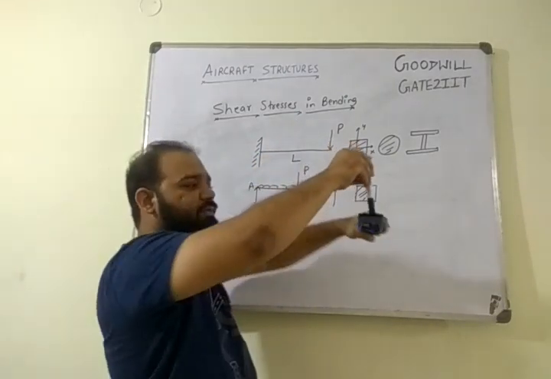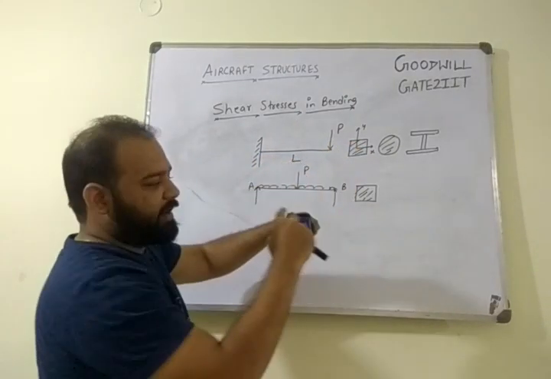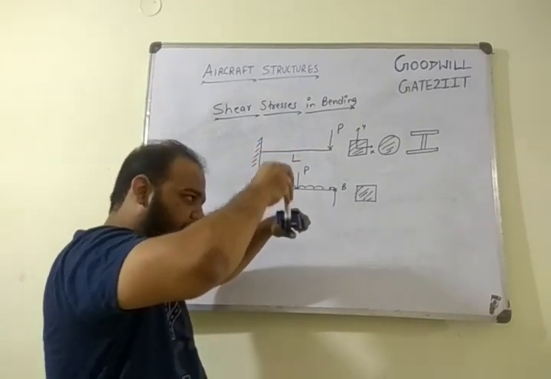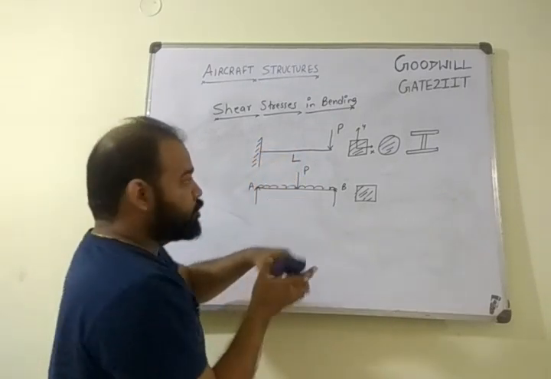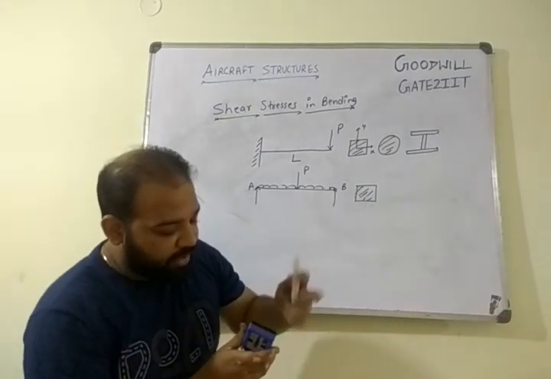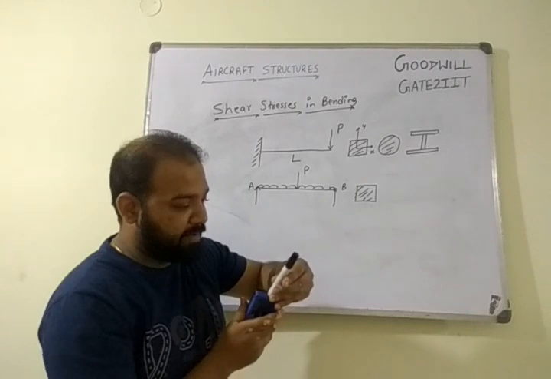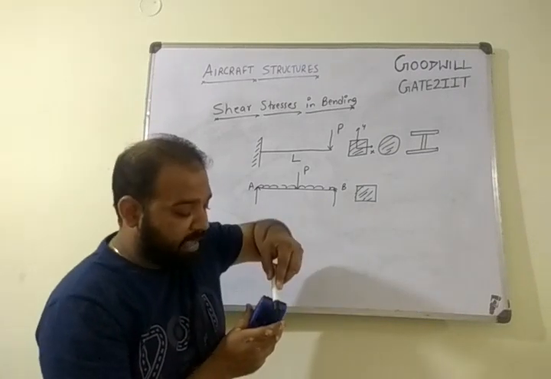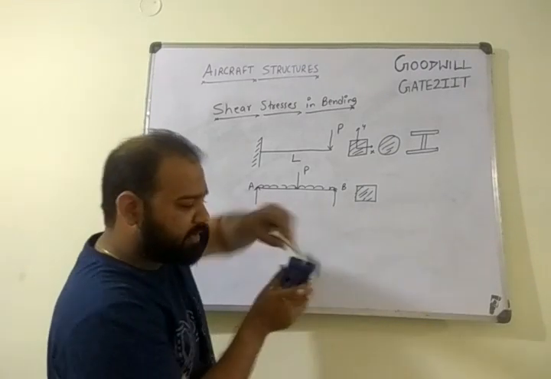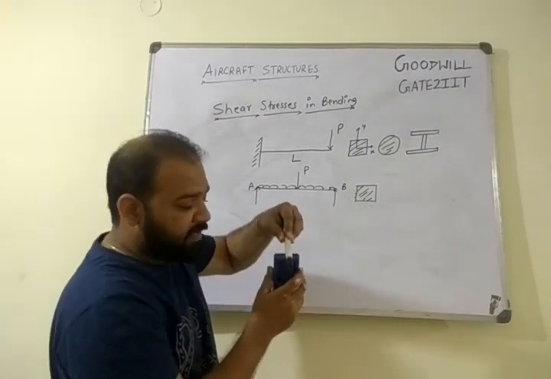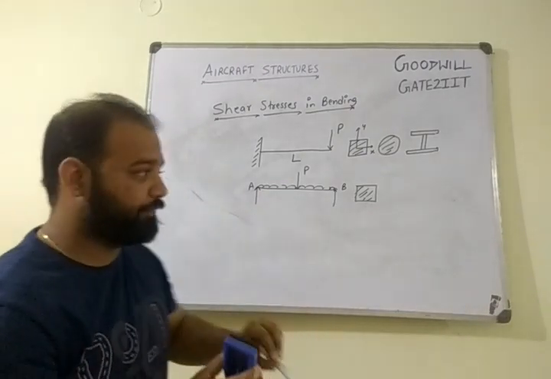If you change the view, what you observe is a rectangular section through which the load is passing. It is passing parallel to it. Any load acting parallel to the cross section, there are two ways: load can be perpendicular to the cross section, or load can be parallel to the cross section. I'm interested in the parallel case. Then we'll say these loads are shear loads.